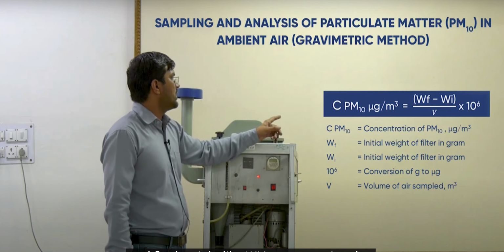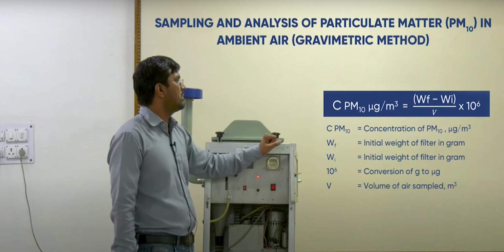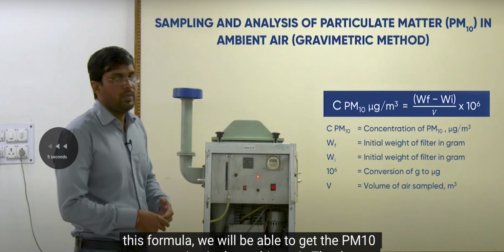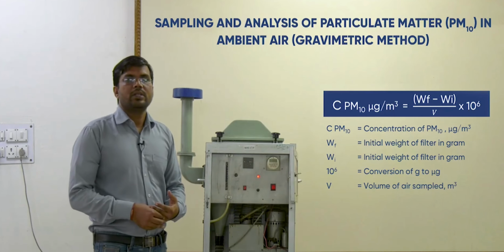WI is representing the initial weight of the filter, presented in grams, and WF is the final weight of the filter. So now you will be able to get the PM10 concentration in the ambient air.